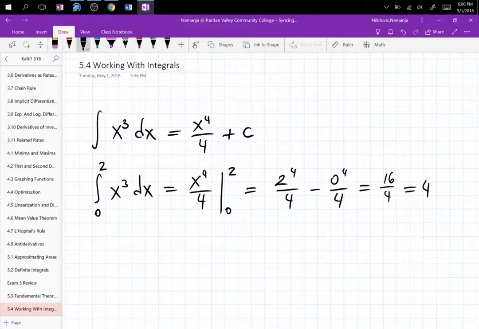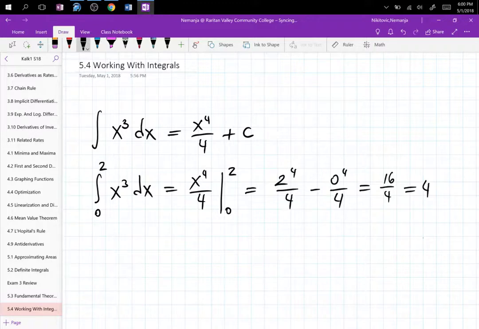So in this case, you are not getting a function. You are getting a number. And that number represents the area under the curve if the integral is completely above the x-axis. So these are the two things that we distinguished so far.